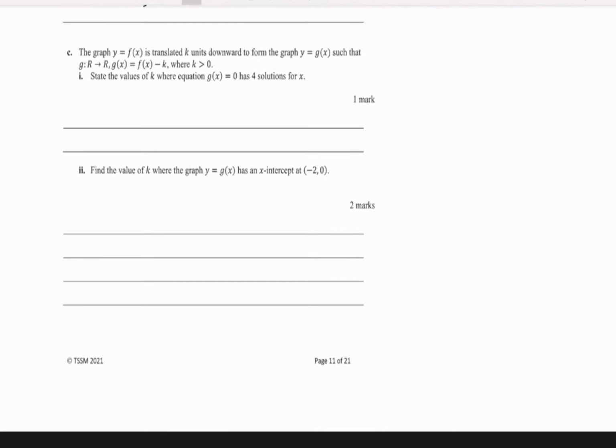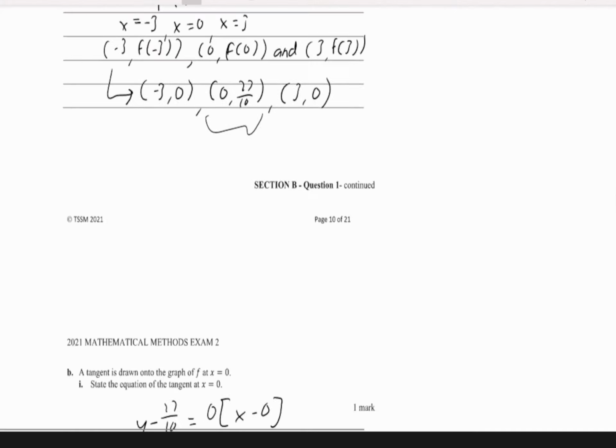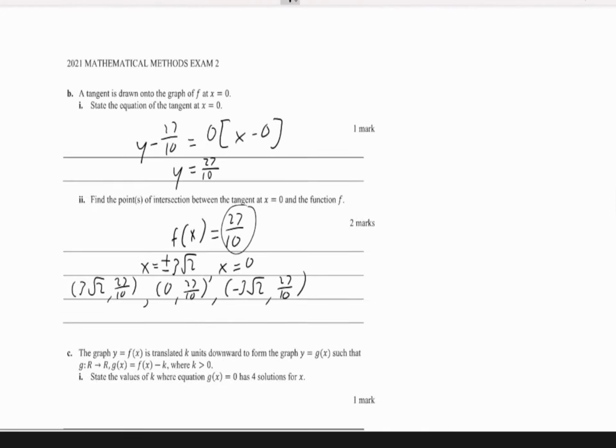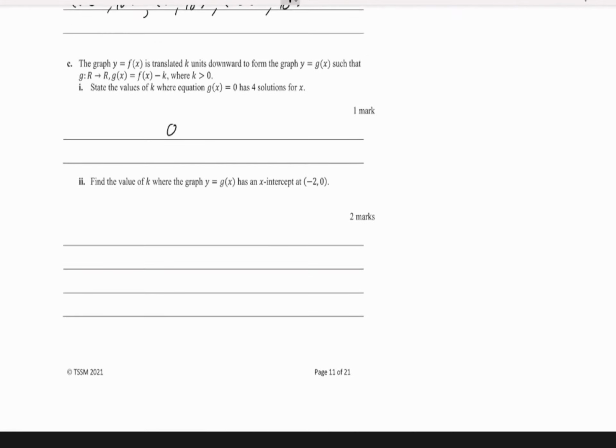Question C. The first thing to notice here is as soon as you start subtracting any value from f of x, you would automatically have 4 x-intercepts. And the other thing to notice is this pattern stops once the maximum touches the x-axis, and the maximum here is 27 on 10. Once this value touches the x-axis, you wouldn't have 4 x-intercepts anymore. You can graph this on your CAS and it'll show you that as well. So the answer here has to be any value between 0 and 27 on 10. Any value here is valid.